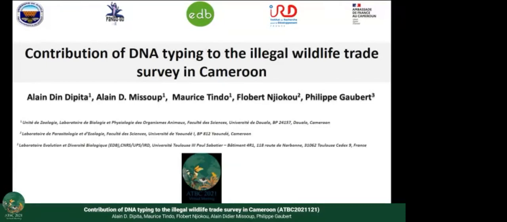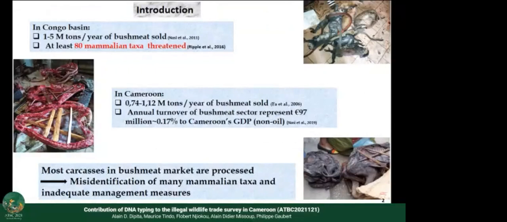Bushmeat or wild meat represents a crucial source of animal protein and cash income for local communities. Game extraction in the Congo Basin is estimated at about 1 to 5 million tons, with 16% of the species threatened, mostly mammals. Despite the fact that hunting is forbidden in Cameroon, the bushmeat trade remains open and represents an annual turnover of 97 million euros.